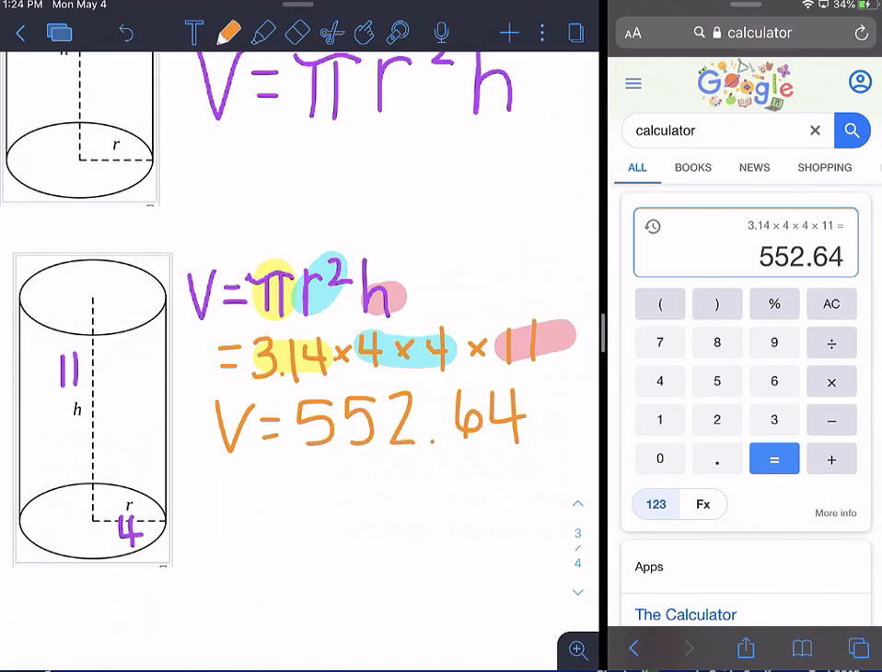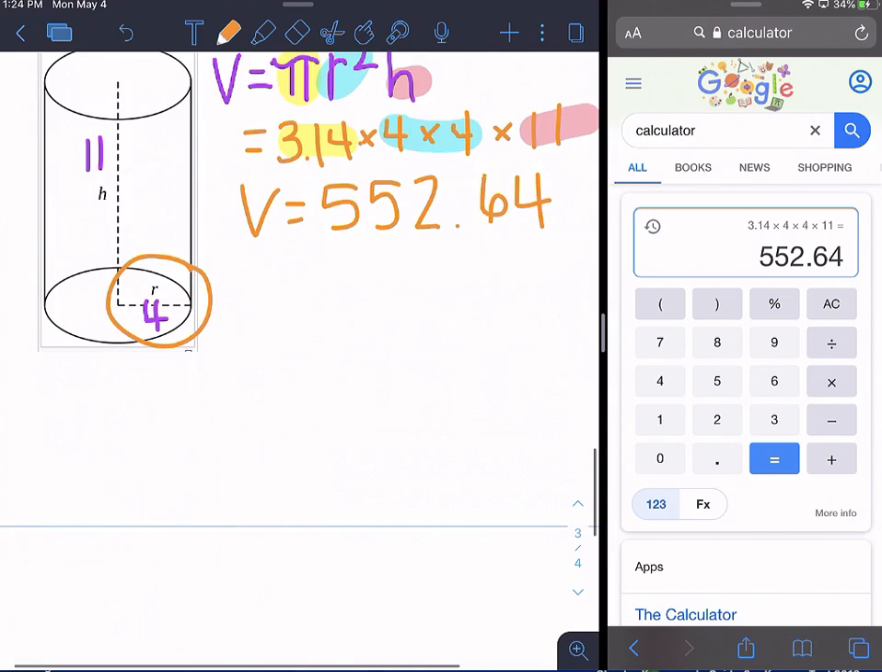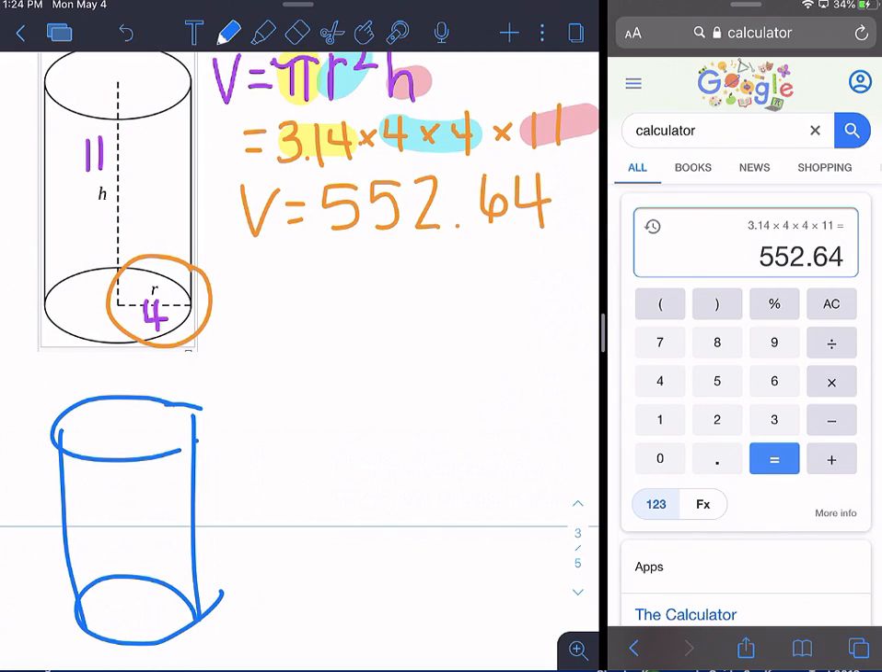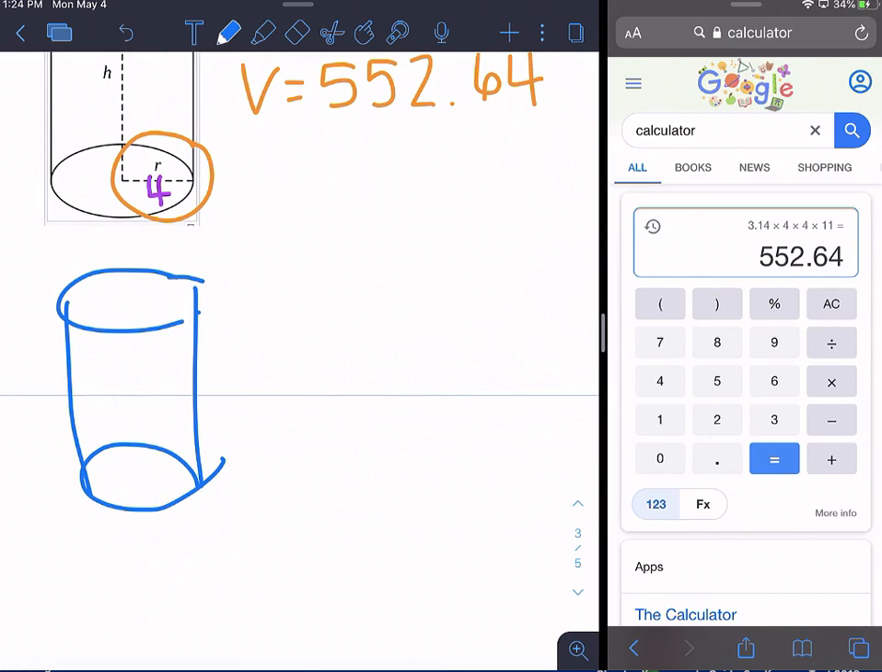Now, a couple things to just keep in mind. Make sure that you are looking at whether you're given the radius or the diameter. I'm just going to draw a really quick cylinder. Let's say that instead of being given the radius, we were given the diameter. So we were given the diameter and the height. And let's say the diameter is 4 and the height is 10.